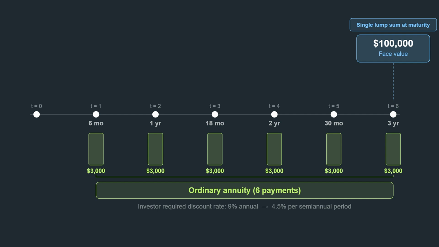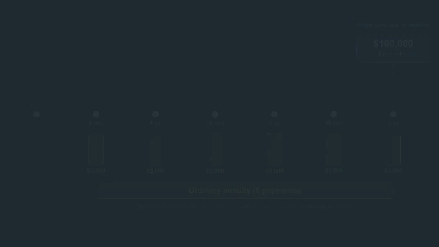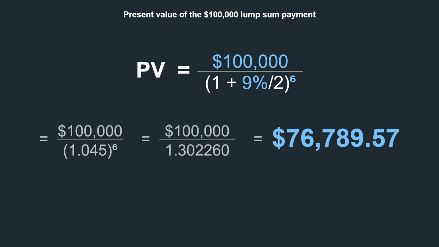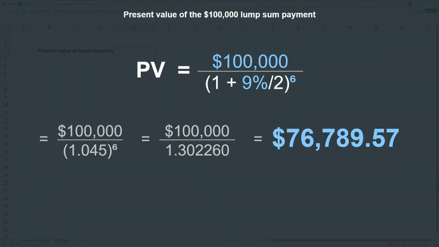So let's begin with the lump sum. We discount the $100,000 face value using the required 9% annual return. But because coupon payments occur semi-annually, we convert the discount rate to 4.5% per period. Over 3 years, that gives us 6 semi-annual periods. So we calculate the present value as $100,000 divided by 1 plus 9% divided by 2 raised to the power of 6, which equals $76,789.57. Now let's calculate the present value of the ordinary annuity using Excel.